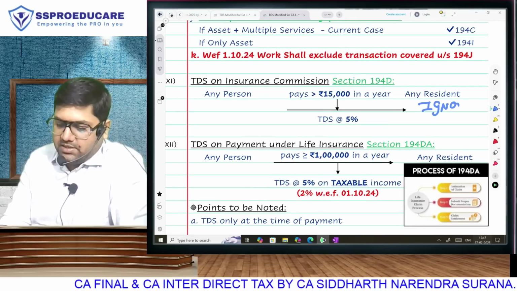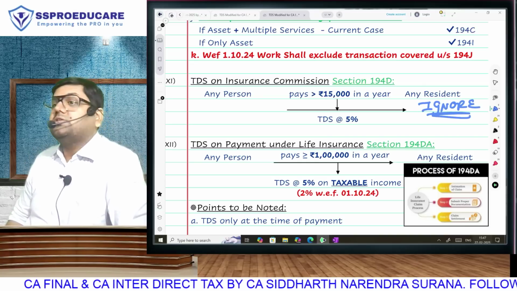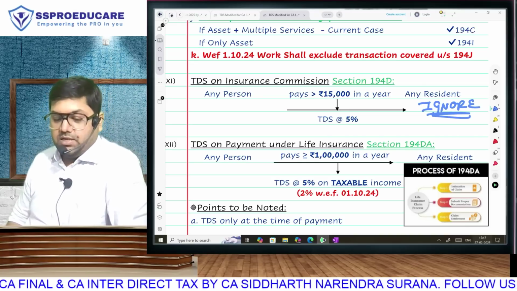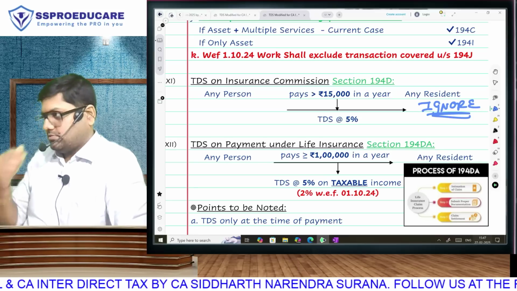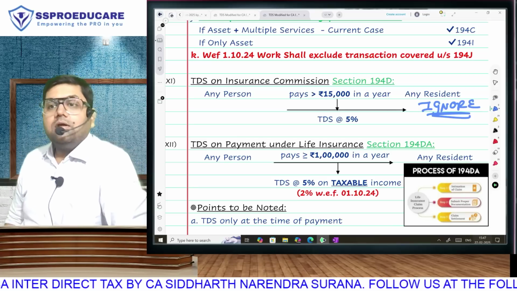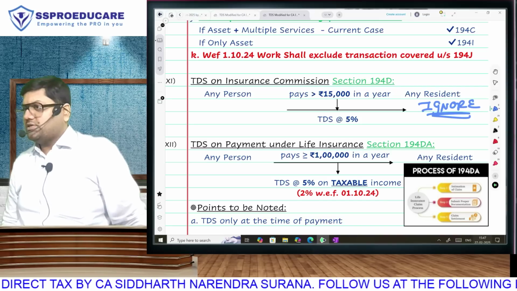Ignore this section like Modi ignores Kejriwal. And I tell this to CA final students also. TDS on insurance commission is not going to affect you and me. Understand, an insurance agent. You know life insurance agents?